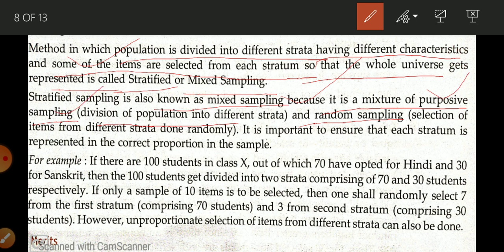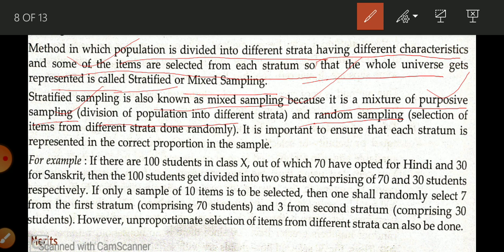He divides into two groups, one who is studying Hindi and the second who is studying Sanskrit. So B belongs only to Sanskrit and A belongs only to Hindi. So there is deliberate selection. Now after that comes random sampling: selection of items from different strata is done randomly.